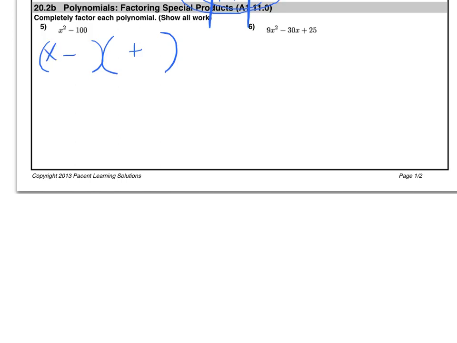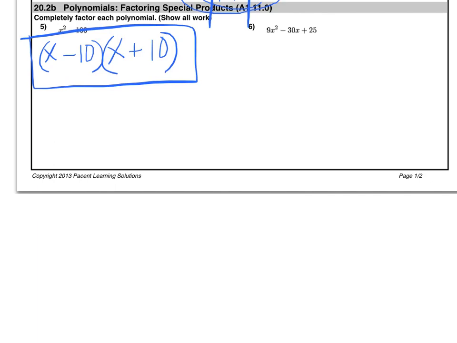So my x goes in my first place, and the square root of 100 is 10. So my 10 ends up being what's going to cancel out and make a 0 as a middle term. And of course, we're going to box our final answer, but I would check your work. So throw a check in there.